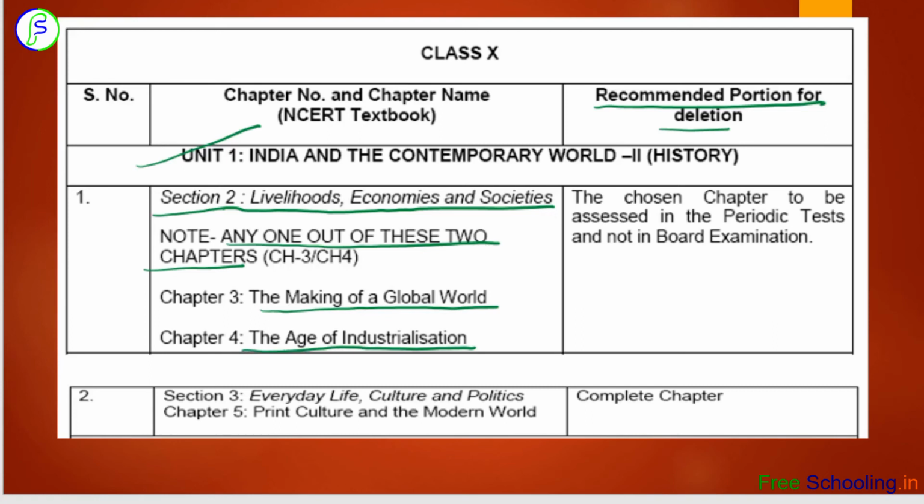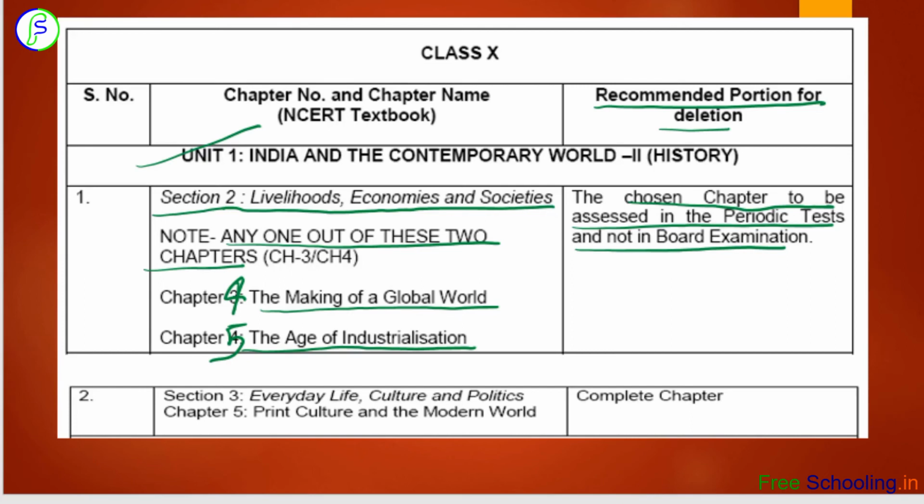Out here we see that these are chapter 4 and chapter 5, just correct it. We see that the chosen chapters are to be assessed in periodic tests and not in the board examination. So you need to prepare any one of them. The school will let you know which one is to be prepared by you, and the chapter that you prepare and the other one that you won't, both will not be coming in the board examination.